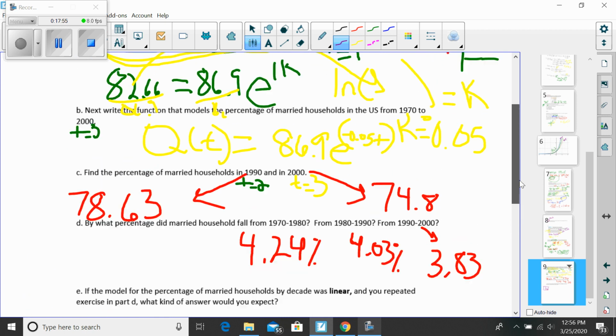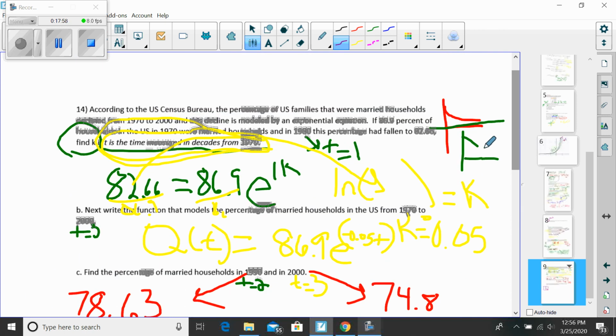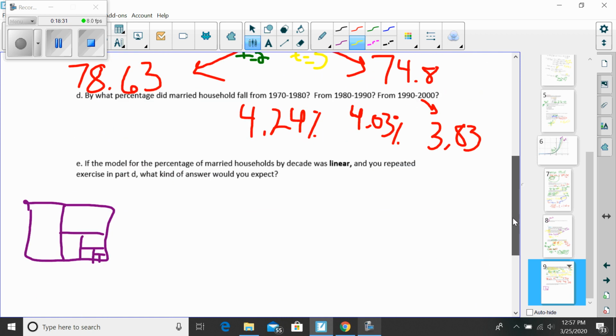All right, so we've really already talked about E. If the decline was linear, what would you expect? You'd expect something like this. We know the decline can't be linear. It could be linear for a while, right? I could have linear decline for a few years where I go down by the same amount each year, but at some point, maybe a piecewise function would be better. But at some point I've got to be leveling off. Okay, so I couldn't continue with this linear decline because, like I said, otherwise I'd get to a point where there's 0 married families in America, and that's just not realistic.